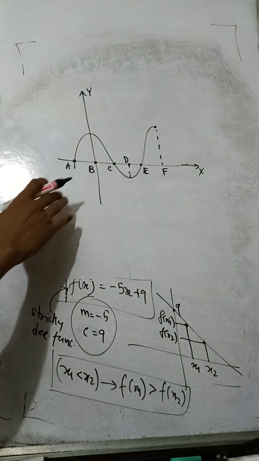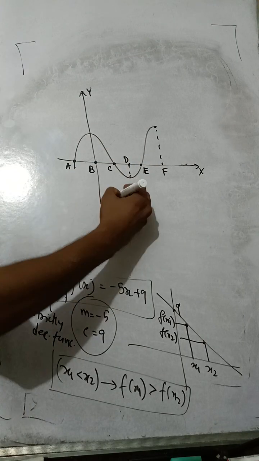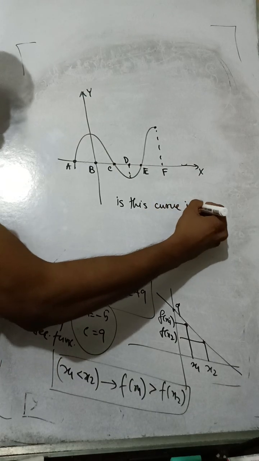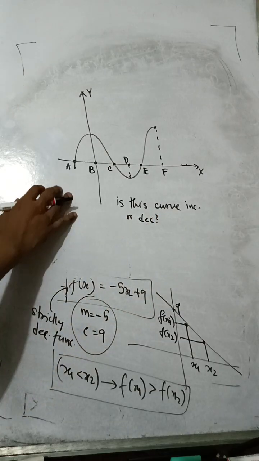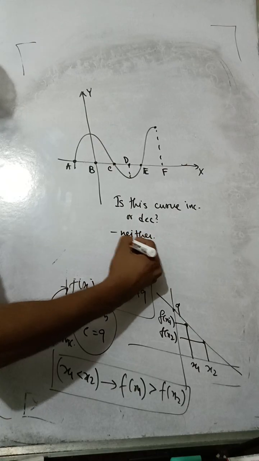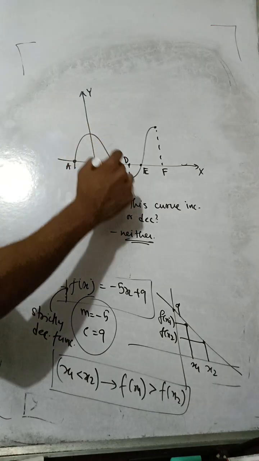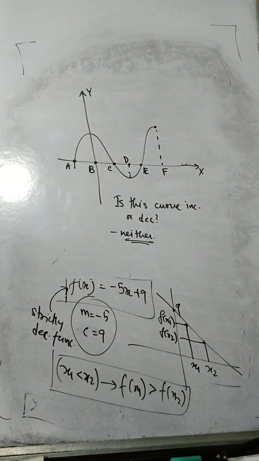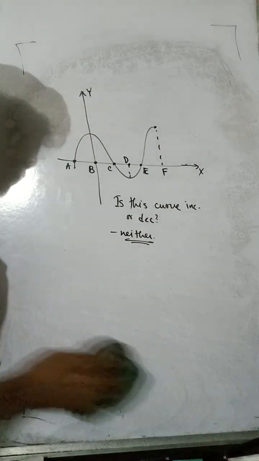Now, if someone asks us, is this curve increasing or decreasing? Then the answer is basically this is neither. Neither is it increasing nor decreasing. Why? Because look, it is increasing sometimes, it is also decreasing, it is also increasing sometimes. So it is a mixed up combination. So here we will say that it is neither increasing nor decreasing.